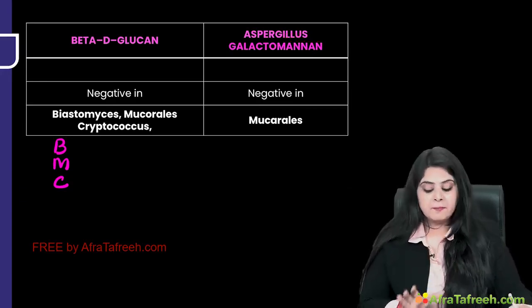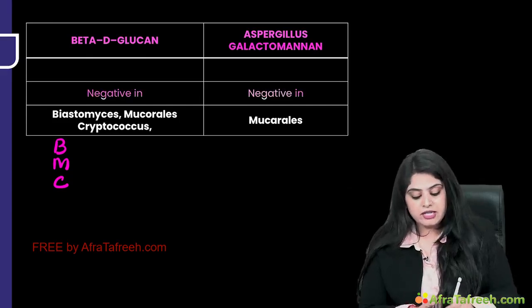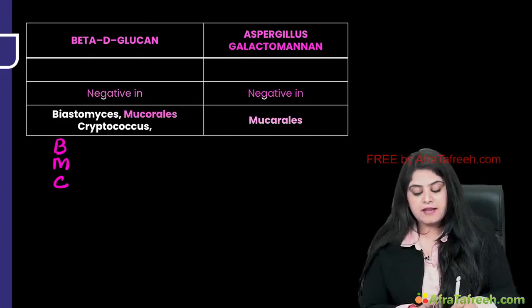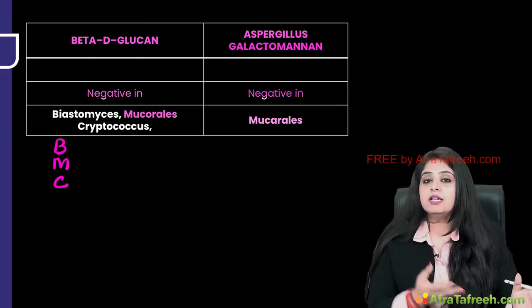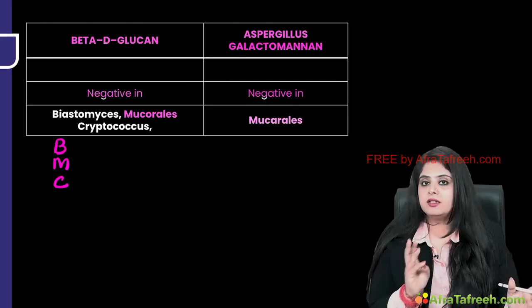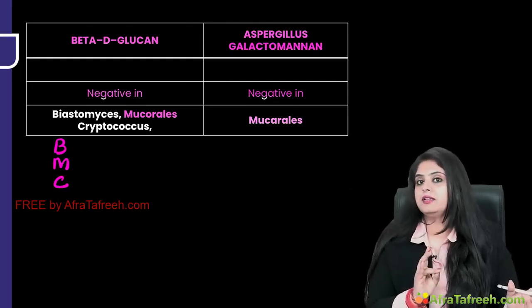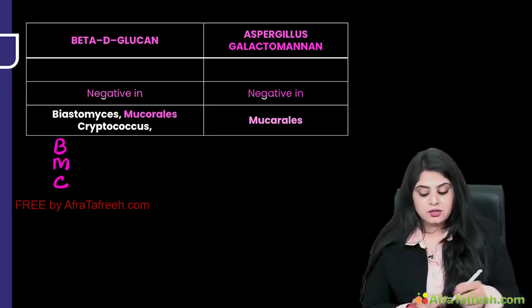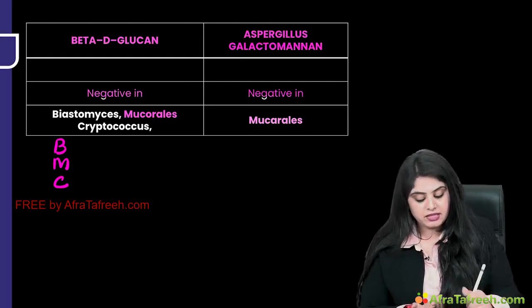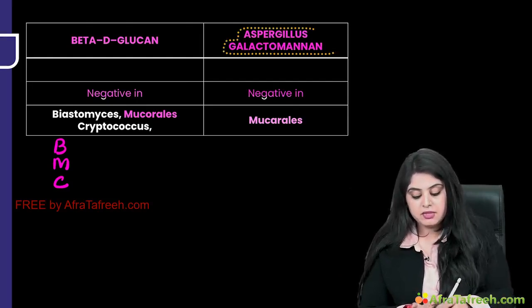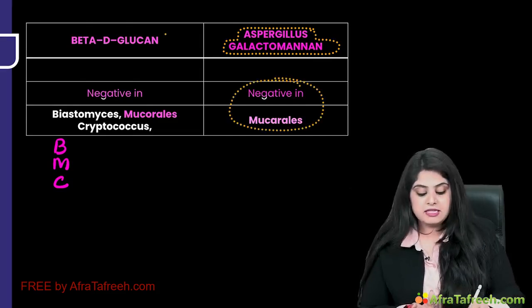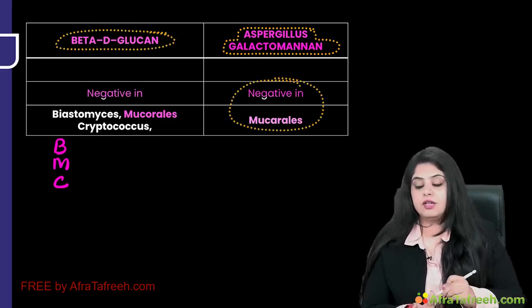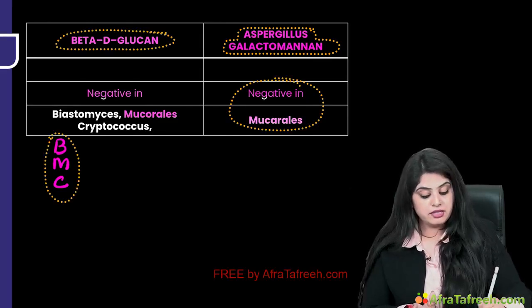Make your life simpler. What are they negative in? So one thing remember, both of them are never going to come in mucor. So that black fungus era that came after COVID, neither did beta D glucan come nor did galactomannan come. Both were negative. So remember, Aspergillus galactomannan has been named for a reason, because it is primarily a test done for Aspergillus. It is never going to come in mucor. Beta D glucan is also not going to come in mucor.